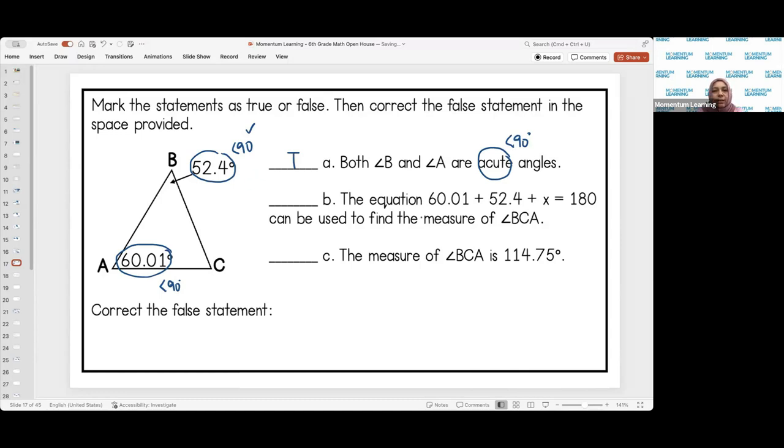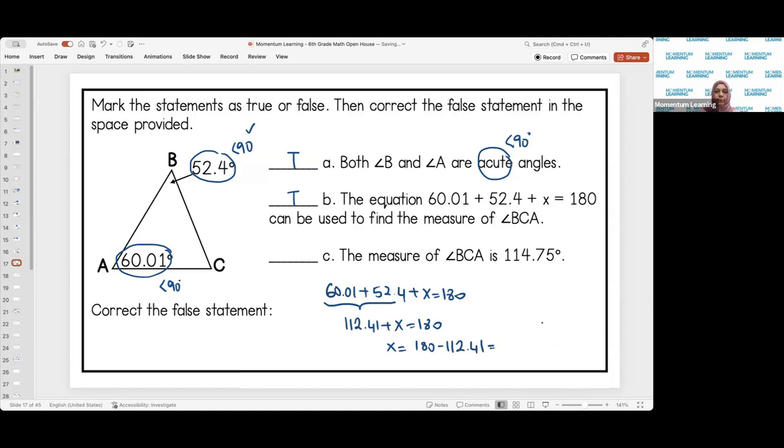And the equation can be written as 60.01 plus 52.4 plus x equals 180 can be used for BCA. Yes, it is correct. Since the equation should be in this form, sum of all three angles will be 180 degrees. And the measure of BCA is 114.75 degrees. So how can I know them to solve with this equation? So 60.01 plus 52.4 plus x is 180. When I add these two angles, 60.01 and 52.4, it becomes 112.41 plus x is 180. So I'm going to subtract 112.41 from 180 to get the third angle.